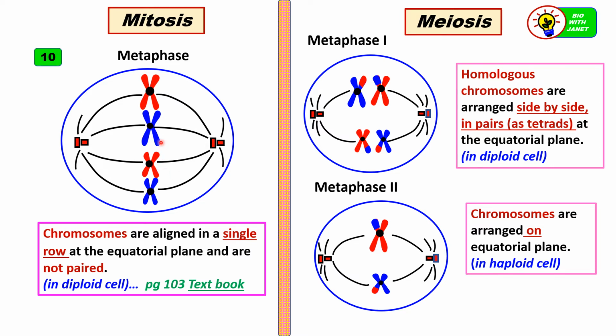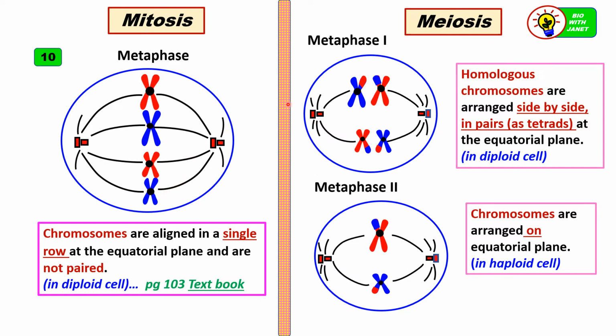So the chromosomes here are not paired. And this cell is a diploid cell, meaning to say there are 2 sets of chromosomes, the blue set, maybe the paternal chromosomes, and the red set, maybe the maternal chromosomes, right? Another way of looking at it is that in a diploid cell, you have 2 copies of each type of chromosome. 2 copies of the long chromosome, 2 copies of the short chromosome. So this is a diploid cell.